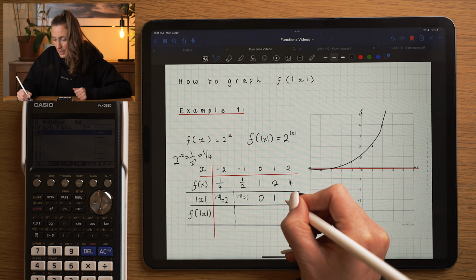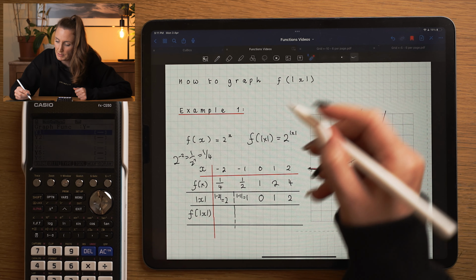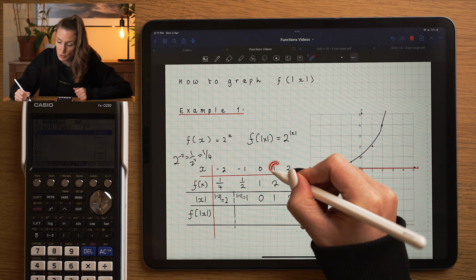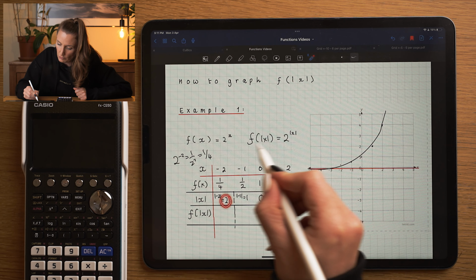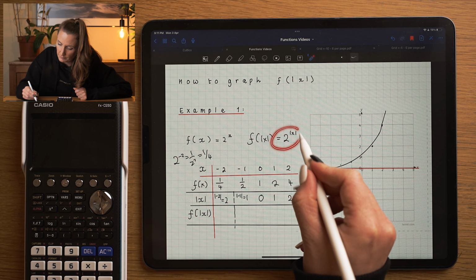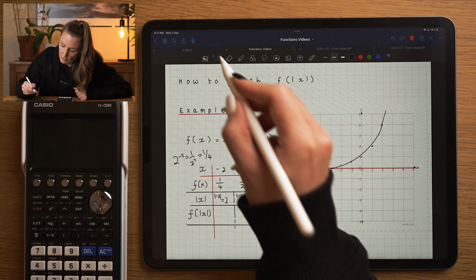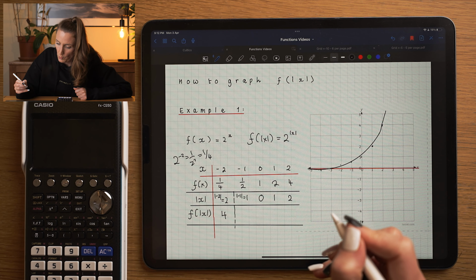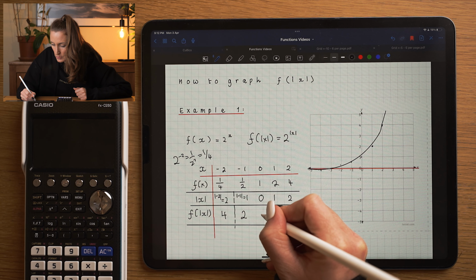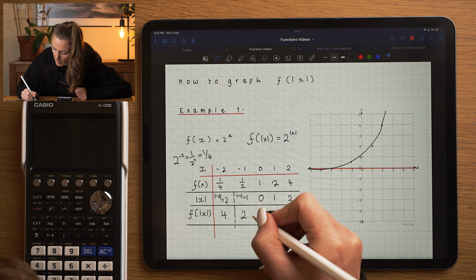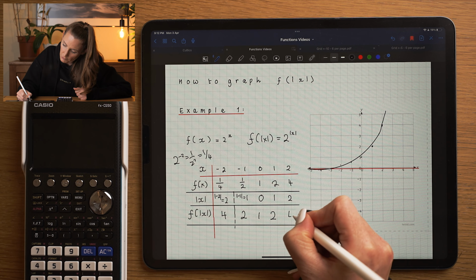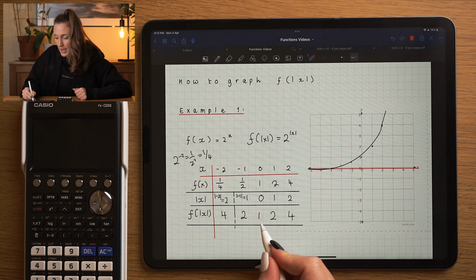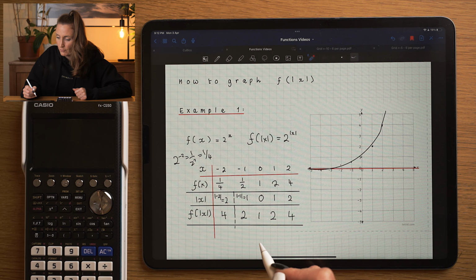Now these x values here will remain unchanged, and that's because the absolute value of 2 is still 2, 1, etc. Now, if I take 2 and I plug it into the function here, 2 to the 2 is 4. 2 to the 1 is 2. 2 to the 0 is 1. 2 to the 1 again is 2, and 2 to the 2 is 4. And you might have noticed that there's a pattern emerging here. This is a reflection. And that is true of the graph also.